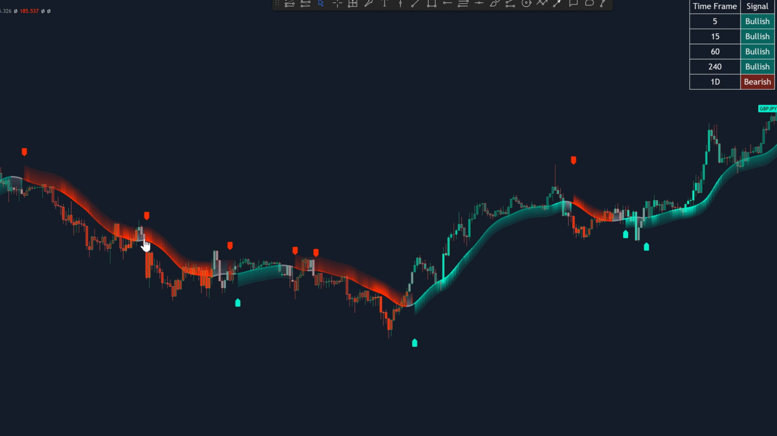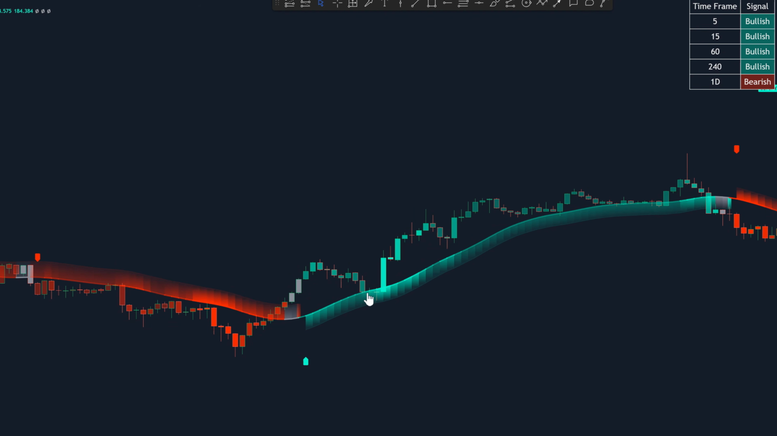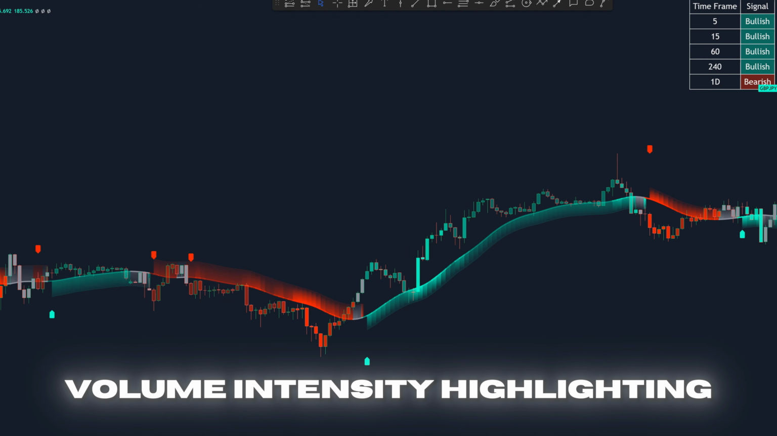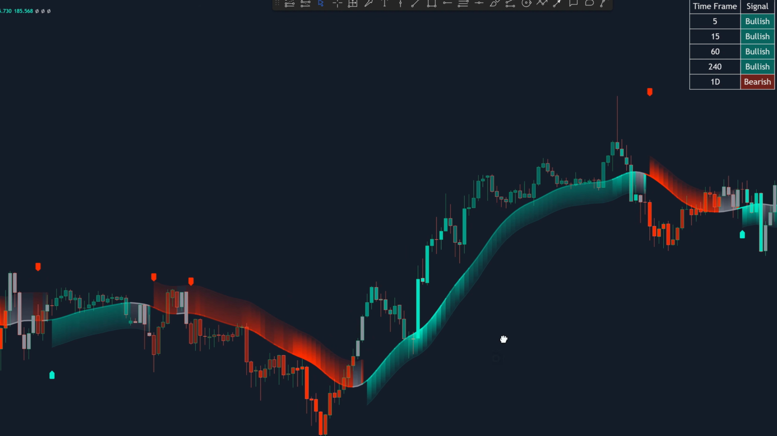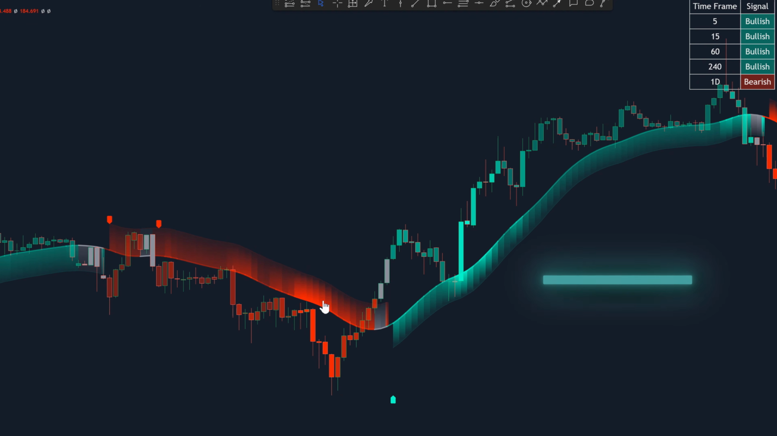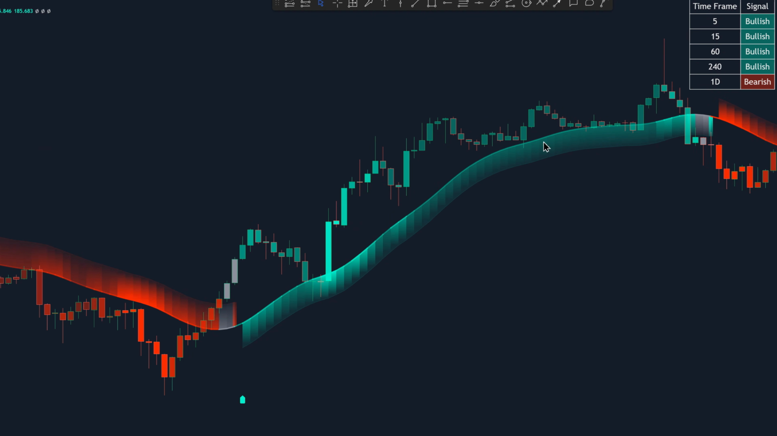Looking at the Gaussian band closely, you'll notice that its color brightness varies over time due to a feature called volume intensity highlighting. Basically, the indicator changes the brightness of the trend ribbon based on market activity and volume. So when using this indicator to trade, instead of using separate volume indicators, this tool integrates volume data directly into the Gaussian band. Here's how it works. The stronger the volume, the brighter and more vivid the colors of the Gaussian band and the candles are gonna be. Conversely, when the market activity is low, the colors become darker and darker, reflecting weak market participation.